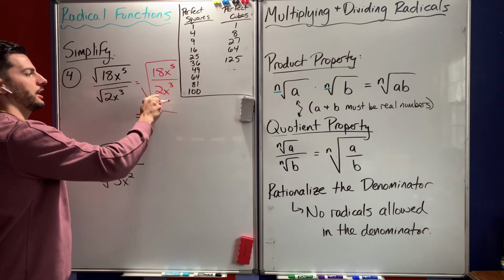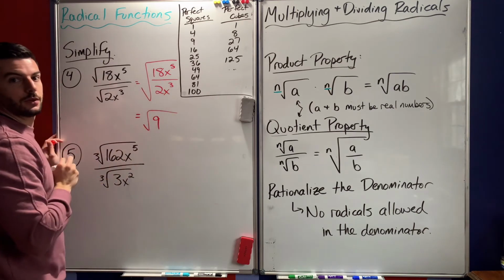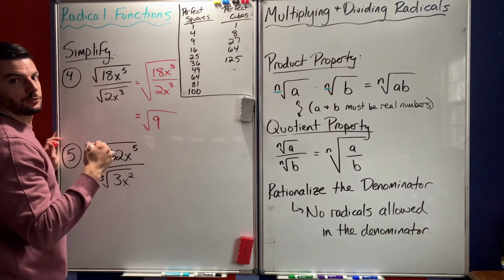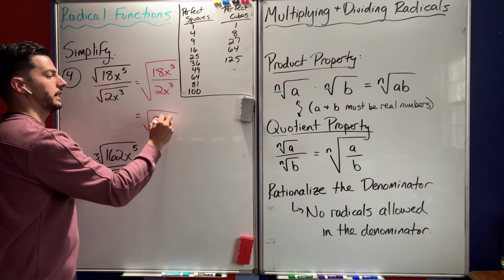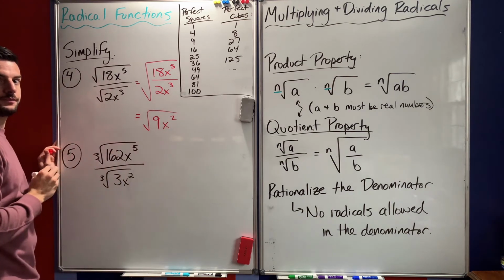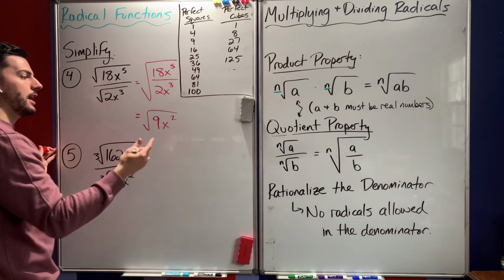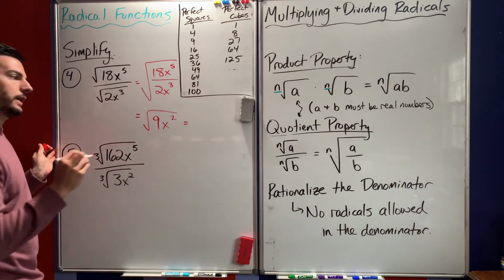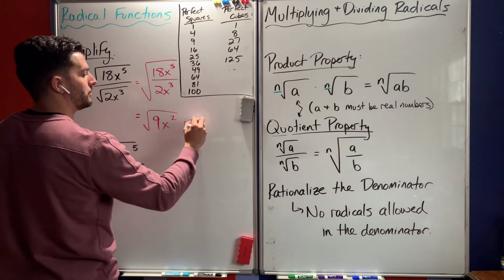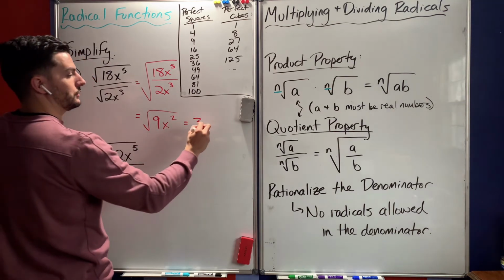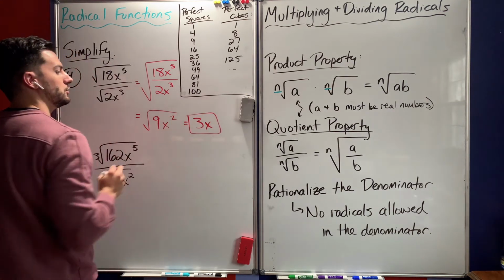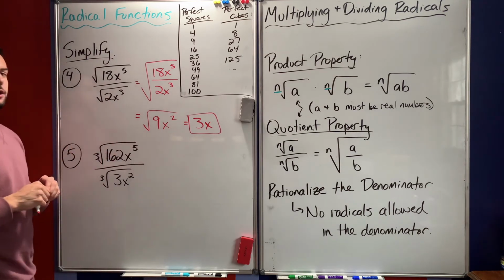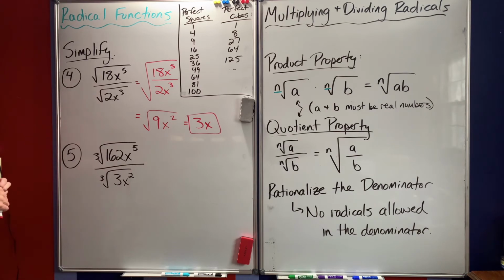So 18 divided by 2 would be 9. And then x to the 5th divided by x to the 3rd, I would subtract those exponents to get x squared. And so now I have 9x squared. And so for 9x squared, the square root of 9 is 3. The square root of x squared is just x. So that would simplify down to 3x. Pretty nice with that one, it simplifies very nicely.